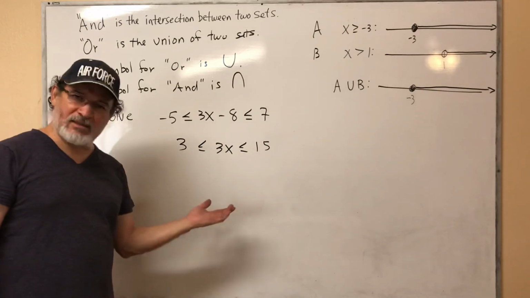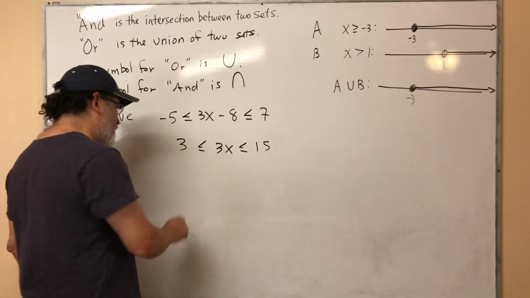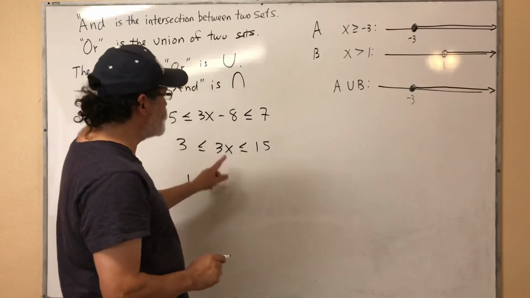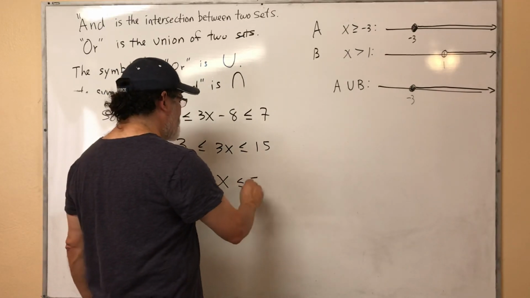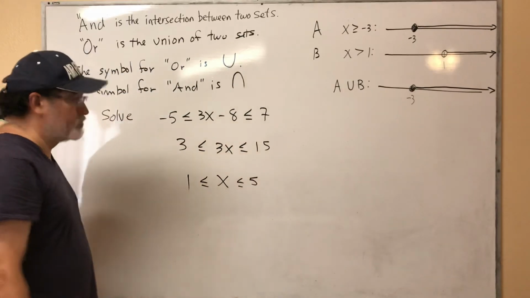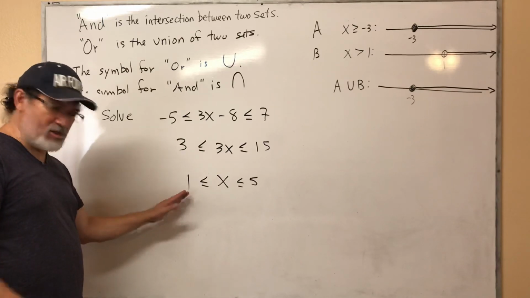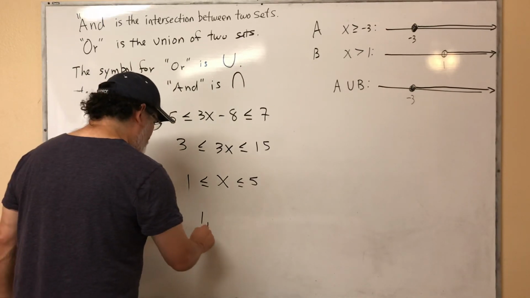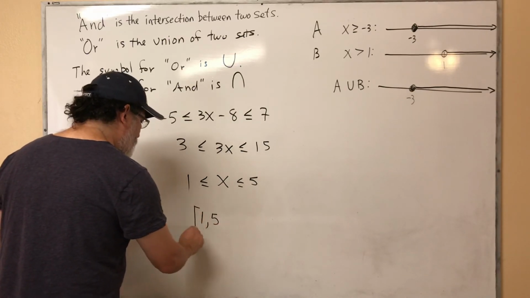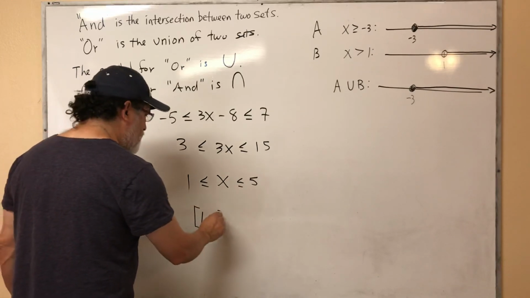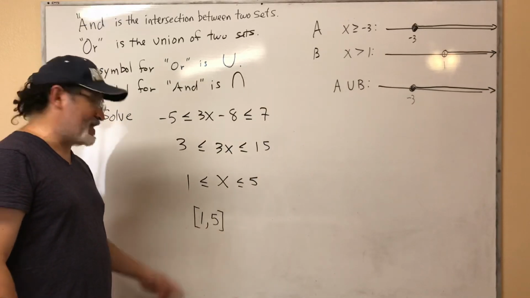Divide everything by what? Divide everything by 3. Divide this by 3 and you get 1. Divide this by 3 and you get x. Divide this by 3 and you get what? 5. There's your answer. You want the interval notation? Sure. From 1 all the way up to 5, including, we use bracket because it has equal. Right there. That's the interval notation.